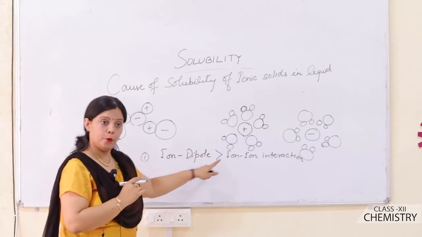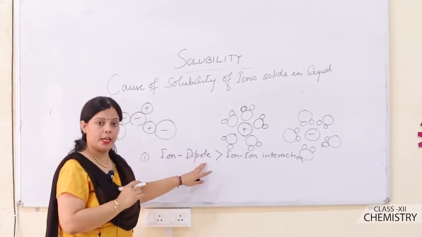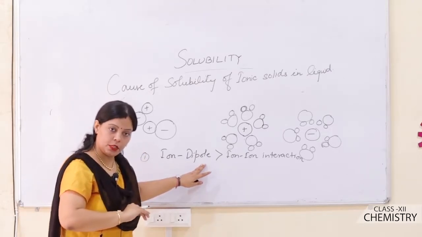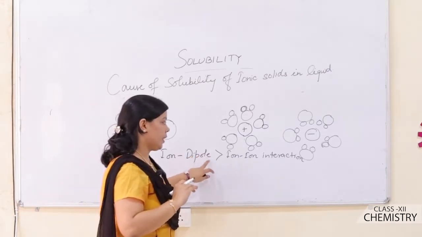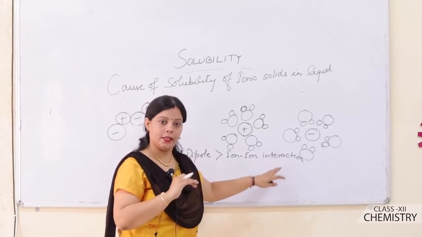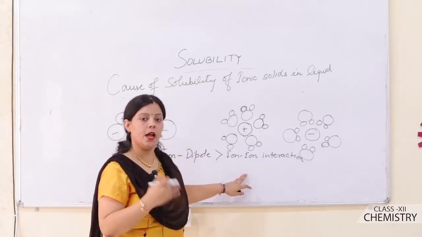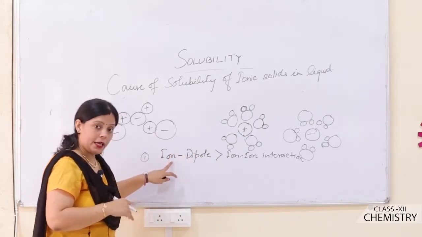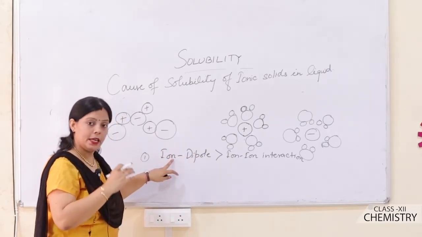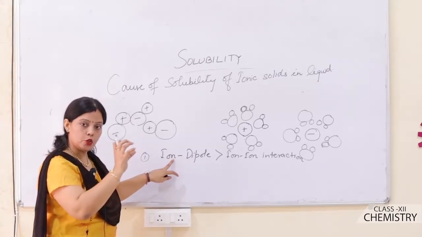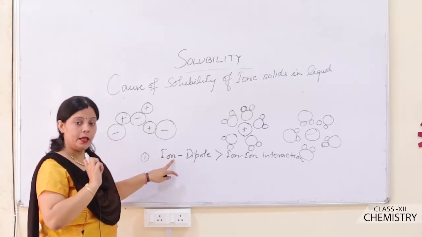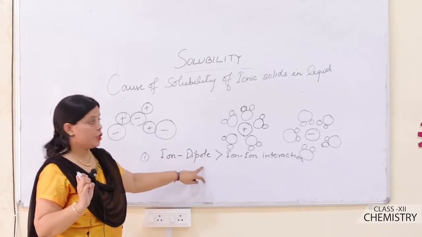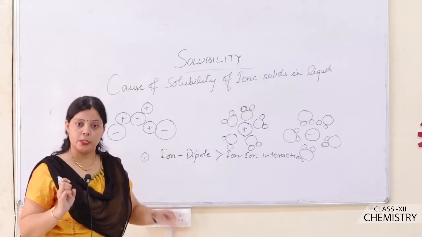If that ion-dipole interaction, which is formed when these ionic solids come in contact with the water molecule, is stronger than the ion-ion interaction present in the ionic solids, in this case, the cations and negative ions are pulled out of the crystal lattice and they pass into the solution. In this case, the dissolution of ionic solid in liquid takes place.